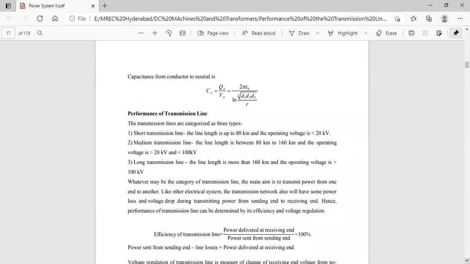Next, the performance of the transmission line will be found based upon the line being categorized into three types: short transmission line, medium transmission line, and long transmission line. So in the next class, we will discuss how to find the performance of the transmission line based upon the different types.